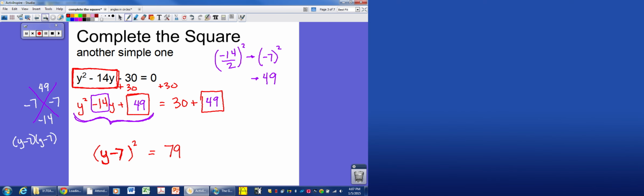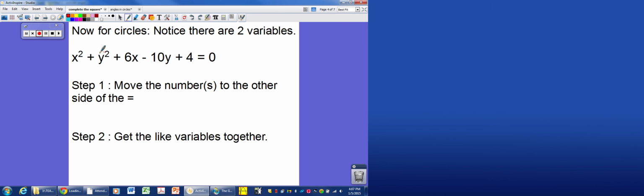So let's move on to the geometry here. Notice there are two variables in your equation, x squared plus y squared plus 6x minus 10y plus 4 equals 0. This is standard form for a polynomial of two variables. Highest power first and then lowest power goes all the way down. So for us, the first step is to move the numbers to the other side. So minus 4, minus 4. Which gives us this equation, x squared plus y squared plus 6x minus 10y equals negative 4.